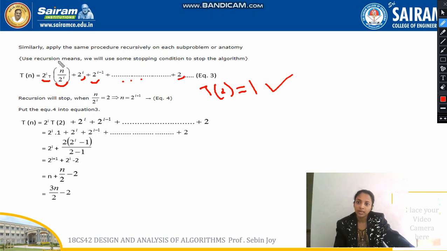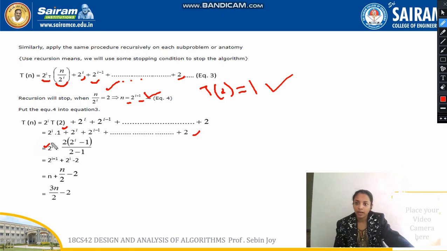So from here, how do we get T of 2? You will get it when n by 2 power i is equal to 2. That means n is equal to what? 2 power i plus 1. Now when you substitute this here, 2 power i T of 2 plus 2 power i up to n. Again, 2 power i into 1, plus 2 power i, plus 2 power i minus 1, up to plus 2.